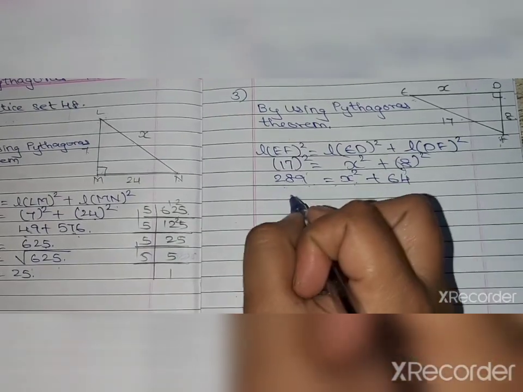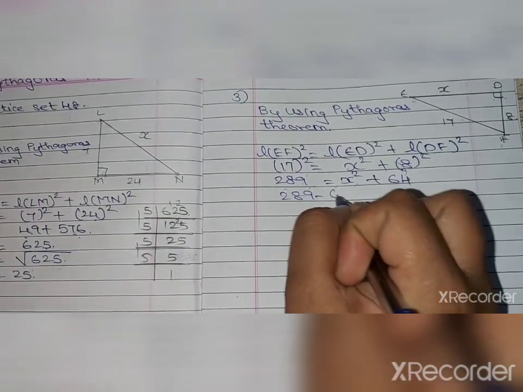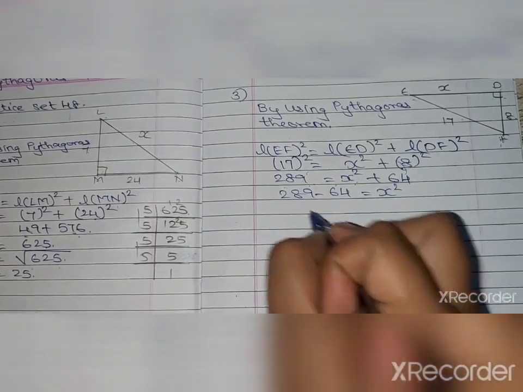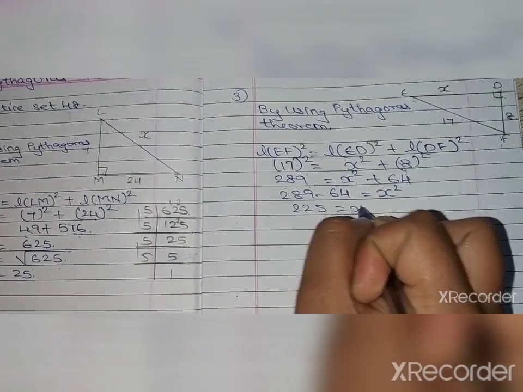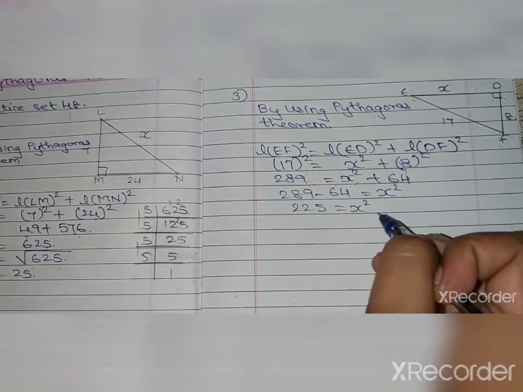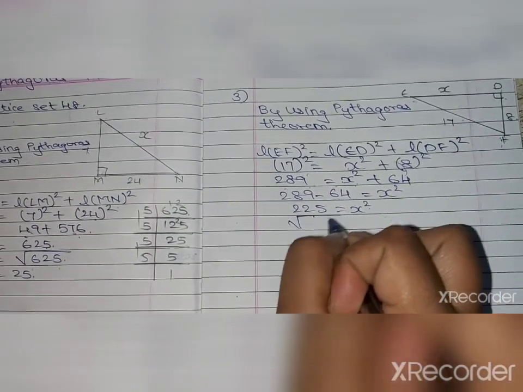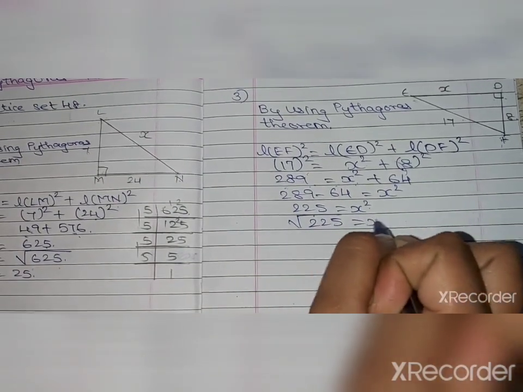Bring the 64 to the other side of the equal sign, it will become minus. So 289 minus 64 will give you how much? 225. 225 equal to X square. Now this square sign we have to remove. When it goes to the other side of the equal sign, it will become root. So 225 equal to X square.